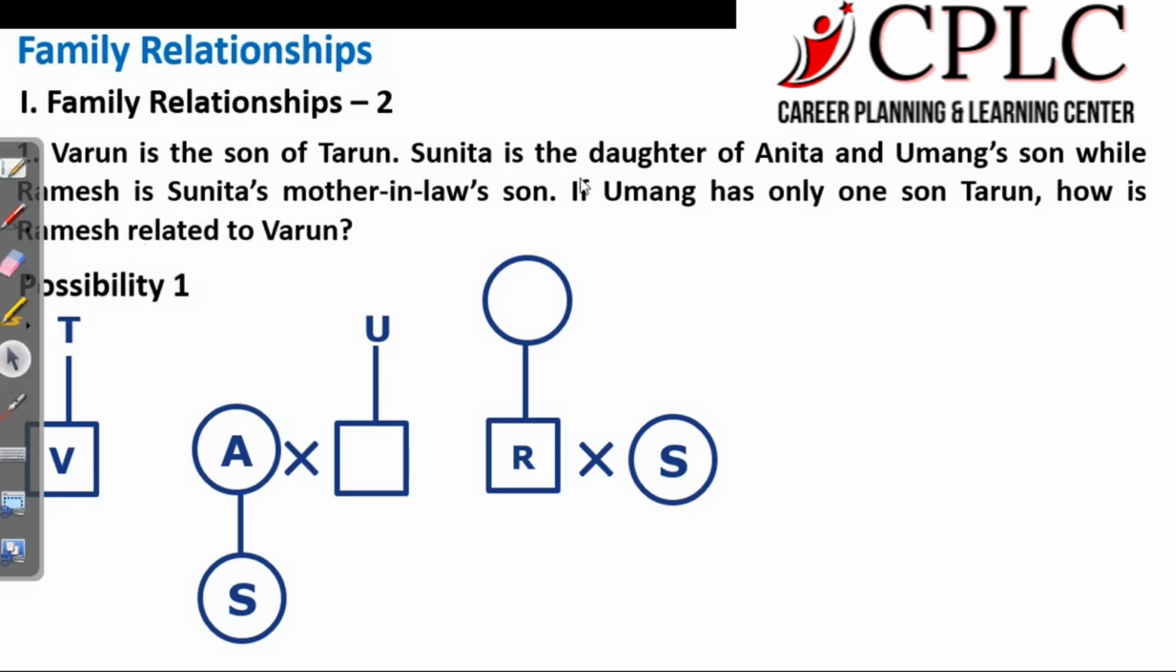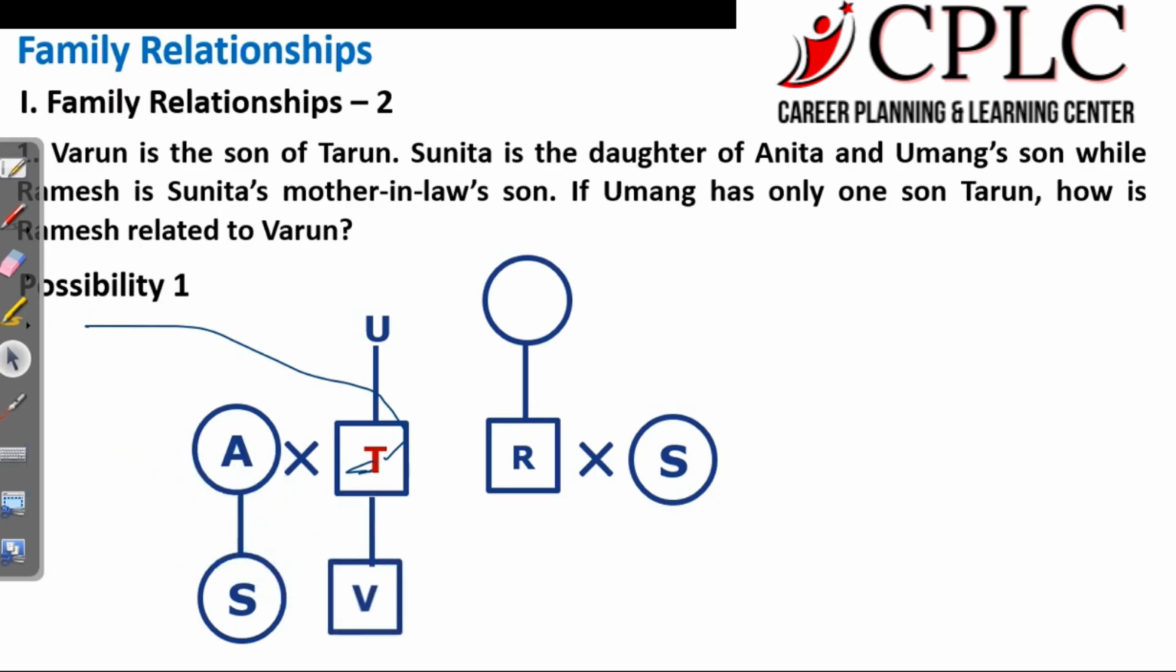Okay, now last statement: if Umang has only one son, Tarun. So basically now what is going to happen is Umang has only one son, Tarun. So here at this place Tarun should come technically. Okay, so let's see how that will turn out to be. So as we can see, Tarun is there. Tarun already has a son who's Varun, and now all we have to do is combine everything together as one family tree. So let's do that as well.